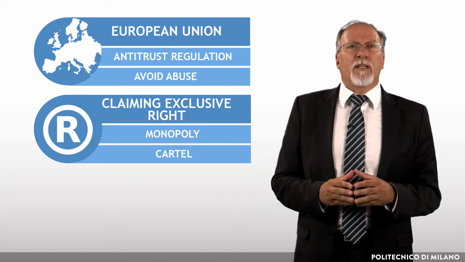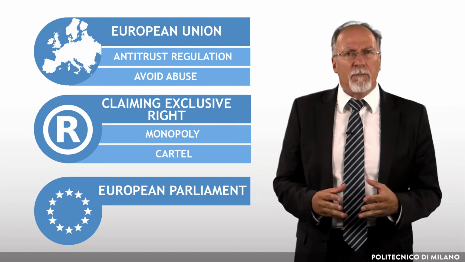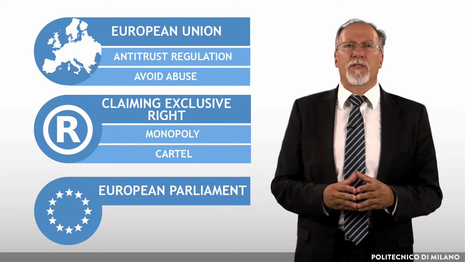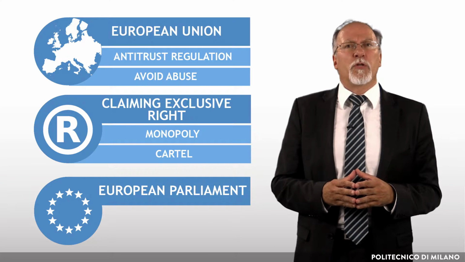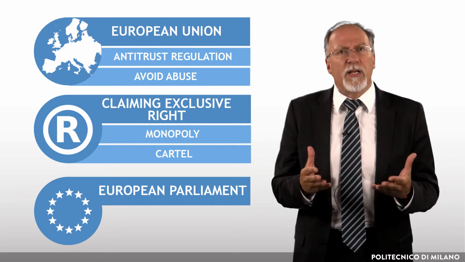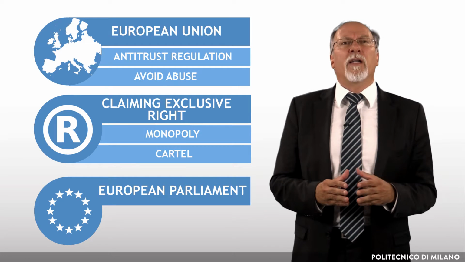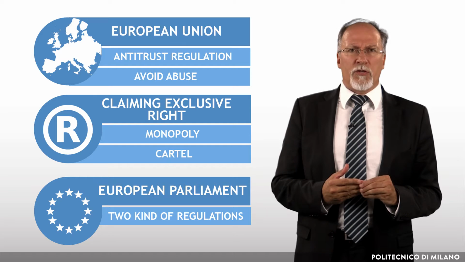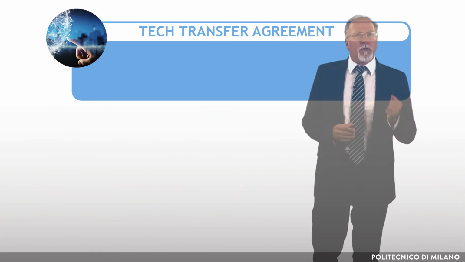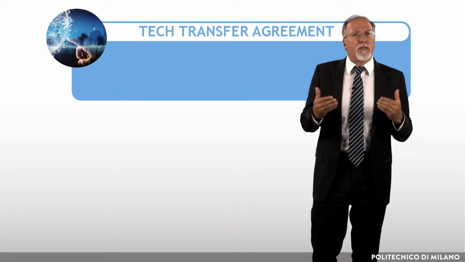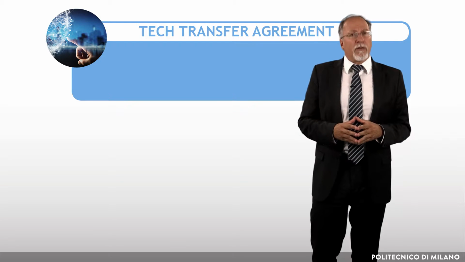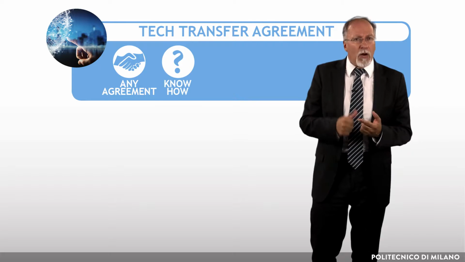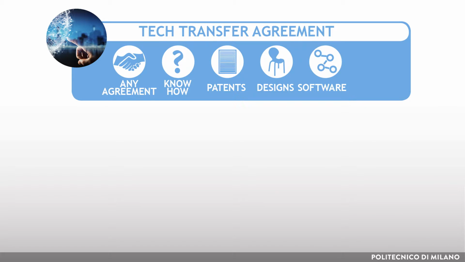For this reason, the Treaty on the Functioning of the European Union provides the possibility to adopt such agreements under certain conditions. In order to facilitate the adoption of general rules in drafting and negotiating such agreements, the European Parliament, with the support of the European Commission, adopted two kinds of regulations since 1995. The first kind of regulation is related to the tech transfer agreements. Such a regulation covers any agreement related to technology rights, that means know-how, patent, design and software, or a combination thereof.